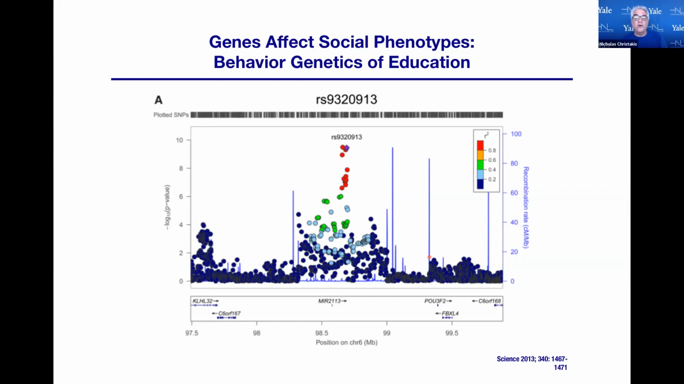So for example, a team of hundreds of scientists from around the world did a massive study of the role of genes in human education. This is an old study now, 7 years old. It's actually been confirmed by more modern work of 125,000 people.